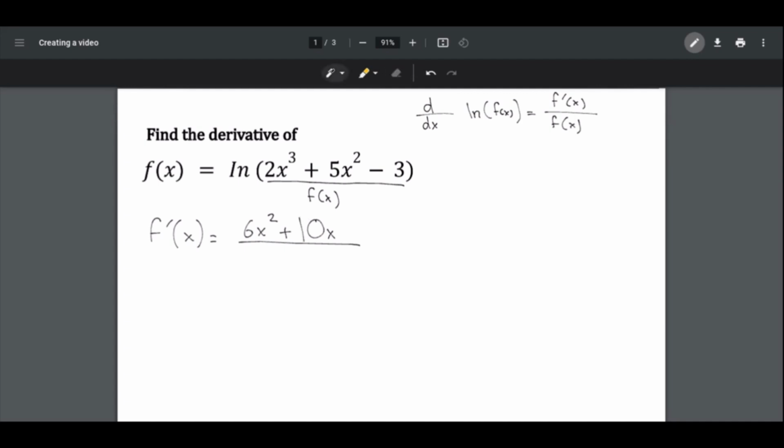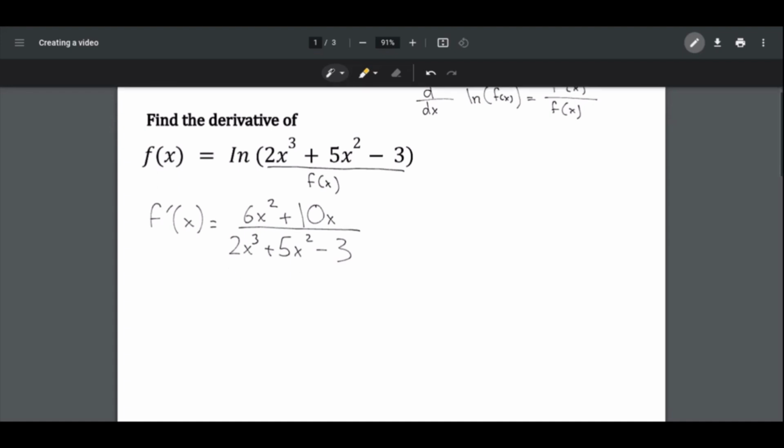And our denominator is going to be just f(x) without changing anything. In our case, it is 2x^3 + 5x^2 - 3. And this is the answer.